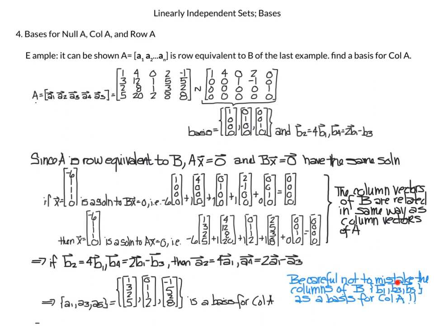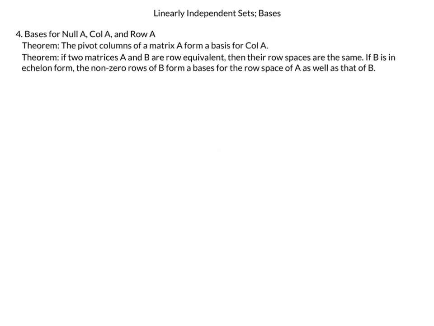And you want to be really careful not to make the mistake of using the column vectors of B, saying, oh, these are row equivalent, that must mean the basis of B must be a basis for A. That is not true at all, because this is not a basis for A. You have to find the corresponding vectors in A to be a basis.